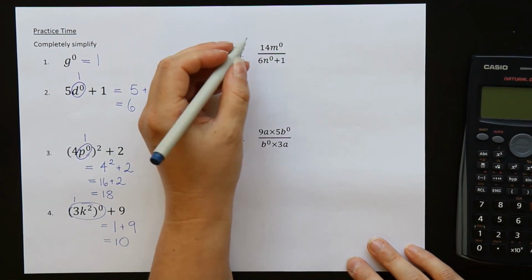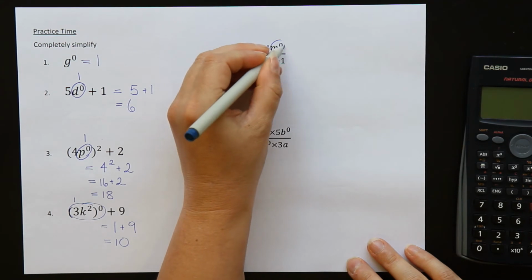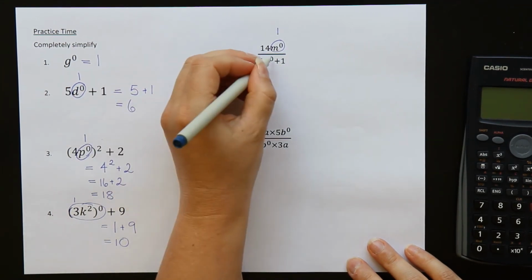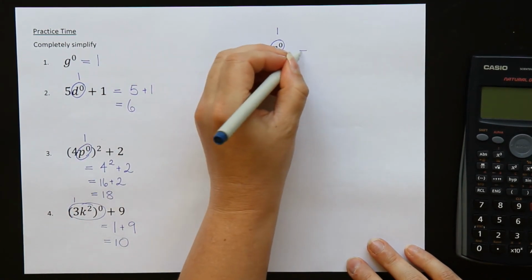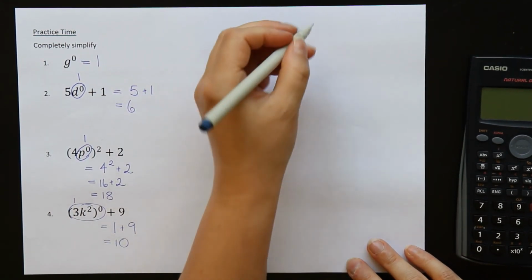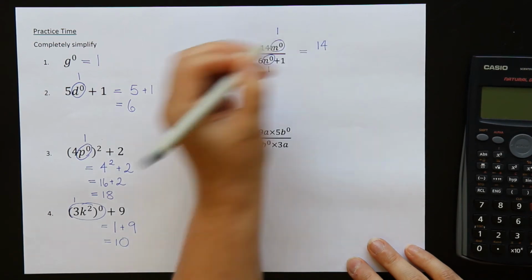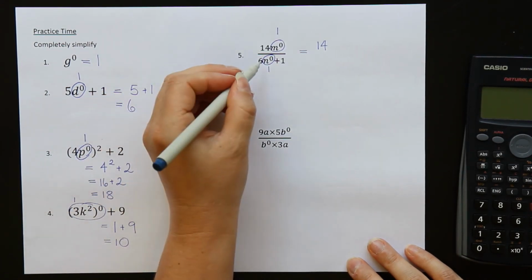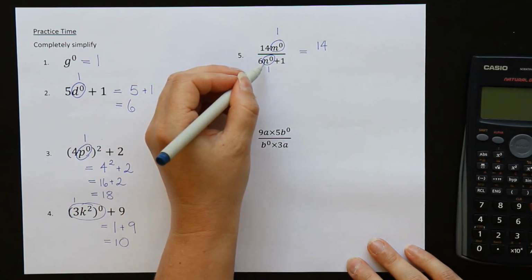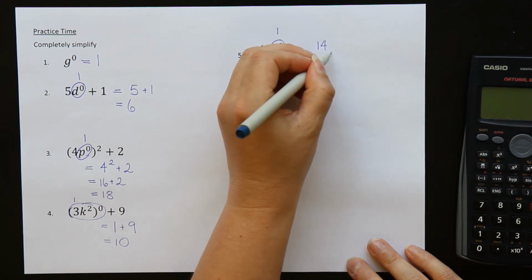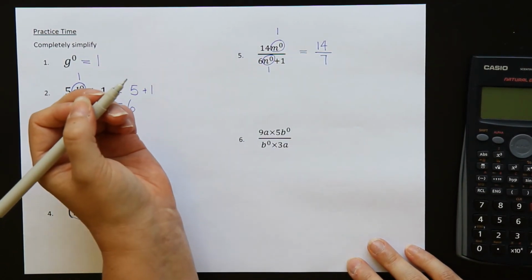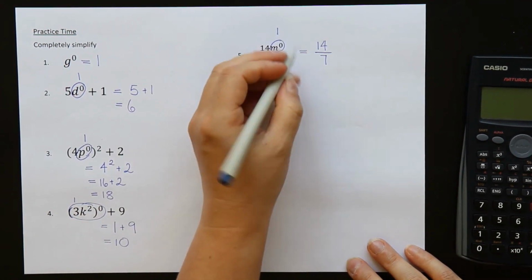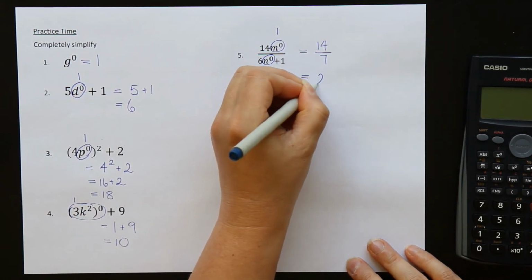Question 5. M to the power of 0 is 1. N to the power of 0 is 1. So on the top I have 14 times 1, which is 14. And on the bottom I have 6 times 1, which is 6, plus 1 is 7. 14 divided by 7 is 2.